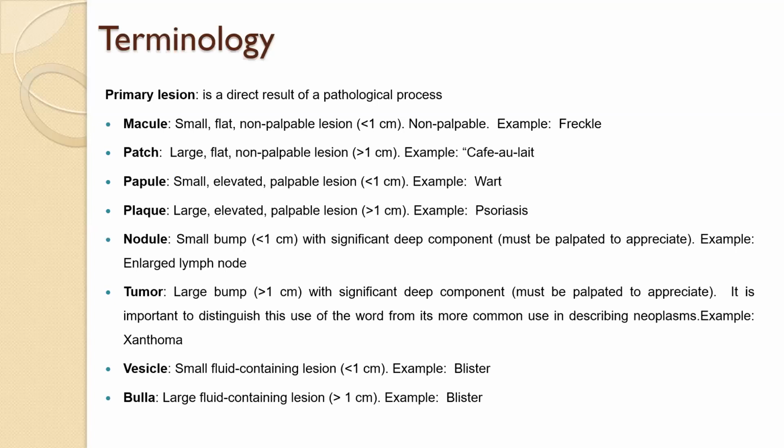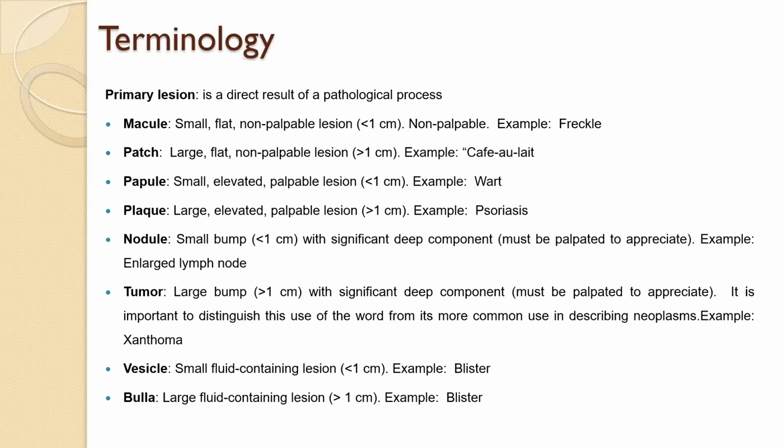So I just want to go through primary lesions. A primary lesion is basically a result of a direct pathological process. So you have different types of manifestations that can develop within the body. When we're looking at macules, we know that they're small, flat, non-palpable lesions of less than 1 centimeter. This is an example, a freckle. Then we have a patch, which is a bit bigger, more than 1 centimeter, and these are typically your cafe au lait spots.